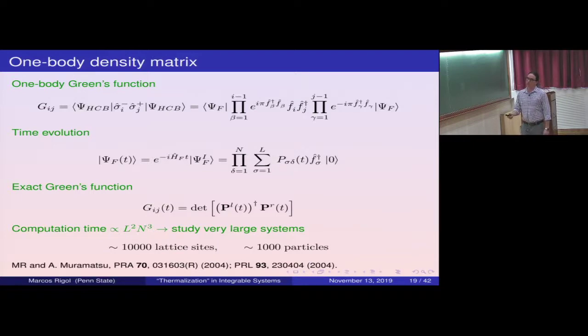So this is great, because this is telling you that to get the one body density matrix in a many body system that is interacting, all you need to do is a polynomial calculation. It's the determinant of a product of two matrices. This scales with L squared, where L is the size of the lattice, and the number of particles cubed. So you can study very large system sizes. You can solve equilibrium and far from equilibrium for very large system sizes.